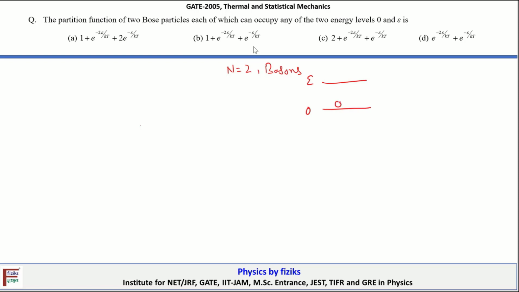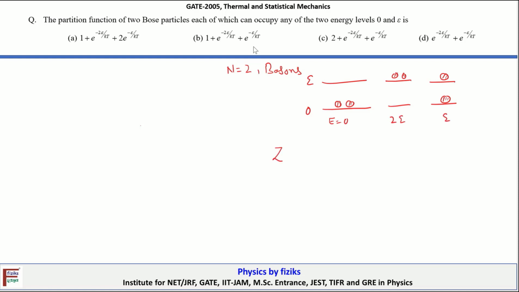Okay, so the possible configurations are: either both of them could be in the ground state, the second possibility is both of them could be in the energy state E, or the other possibility is that one of them is in the ground state and another one in the excited state. Now for this configuration the energy is 0, here it's 2E, and here it is E.